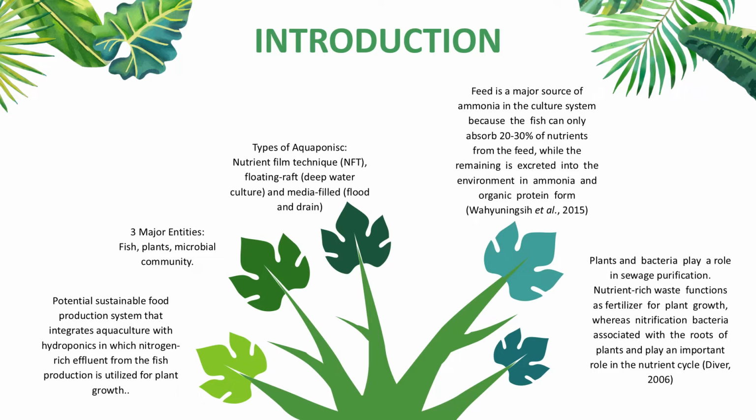Feed is a major source of ammonia in the culture system because the fish can only absorb 20 to 30% of the nutrients from the feed, while the remainder is excreted into the environment in ammonia and organic protein form. And then plants and bacteria play a role in sewage purification. Nutrient-rich waste functions as a fertilizer for plant growth, whereas nitrifying bacteria associated with the roots of the plants play an important role in the nutrient cycle.